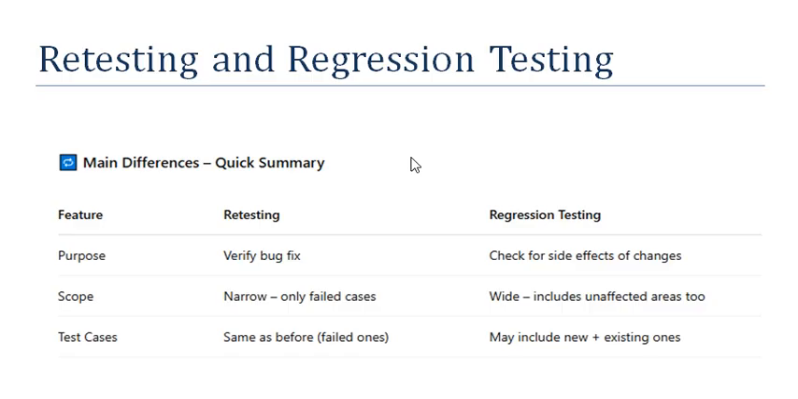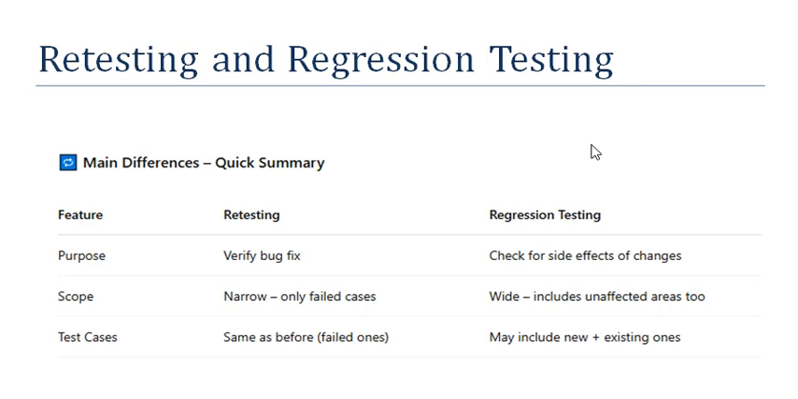Here I have attached a few of the differences. But before that, I just want to introduce the concept of retesting and regression testing first. So first is retesting. Retesting means we are testing a specific defect or bug after it has been fixed.